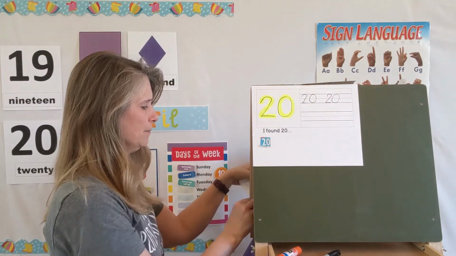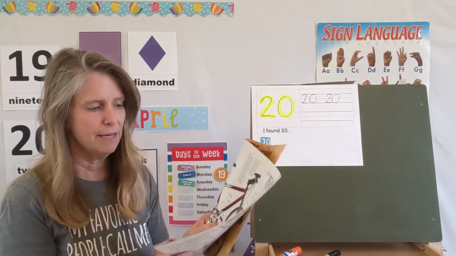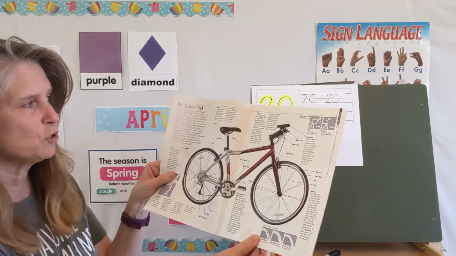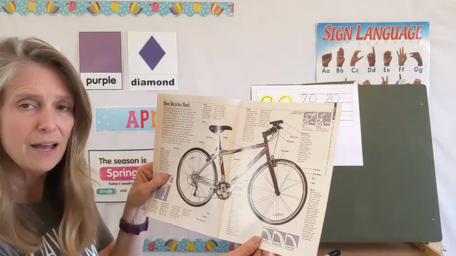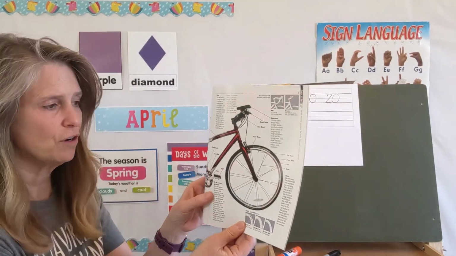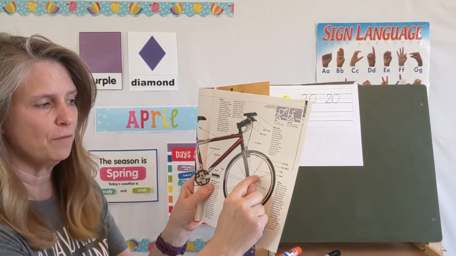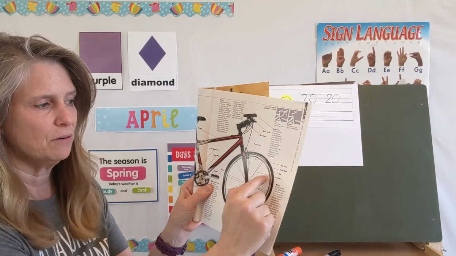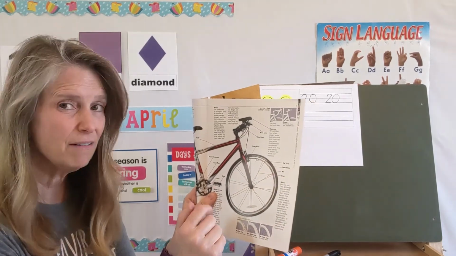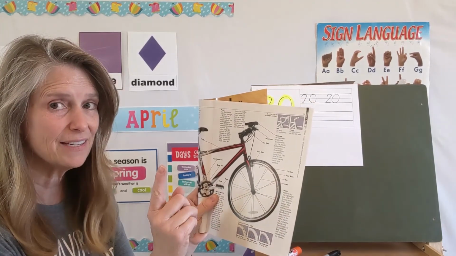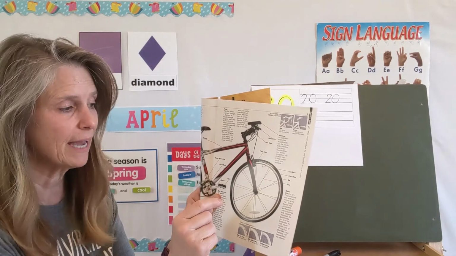I found a picture of a bicycle in a magazine, and this picture was teaching me about bikes and how they work. But I noticed that on this wheel, these wires that go from the middle of the bike out to the tire are called spokes. I started counting them because it looked like it would be enough, and I discovered that there are 20 of them. You ready to count with me?